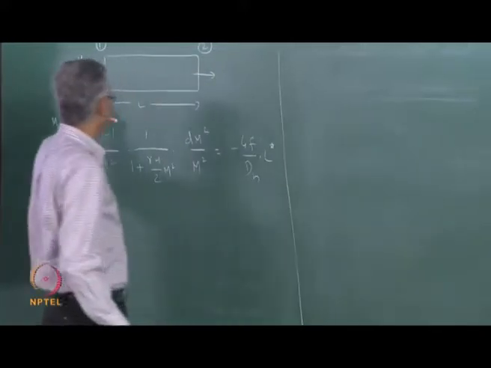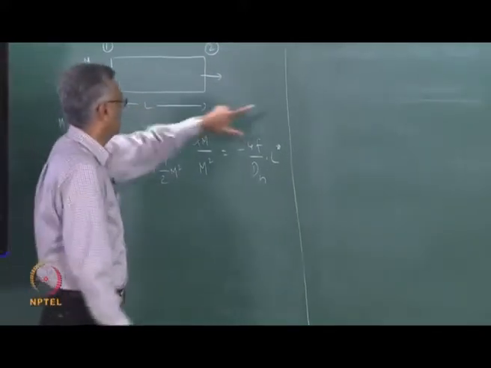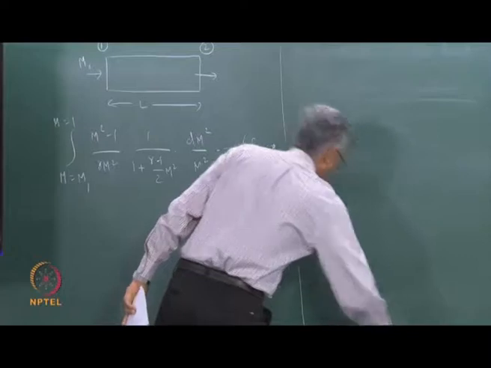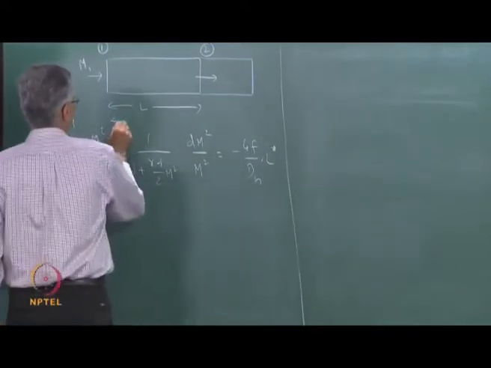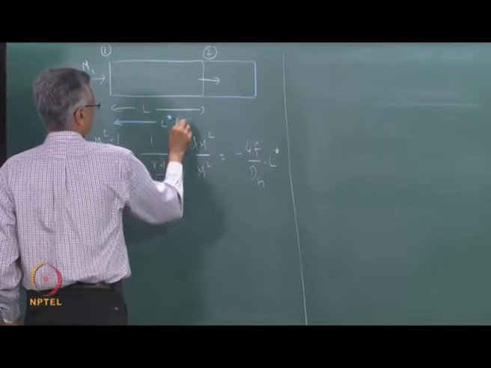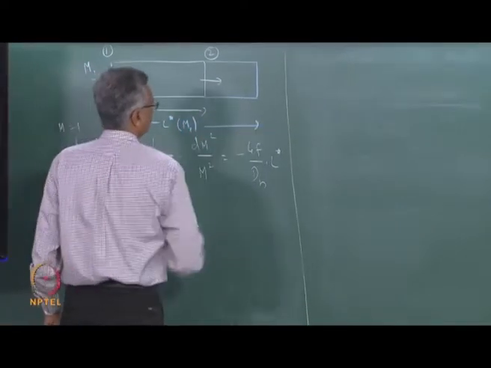So I tabulate this, then I do not have to solve the equation. So if I know an M1, I calculate L star corresponding to that M1, right. So L star corresponding to that M1 may be something like this. So this may be L star corresponding to M1.